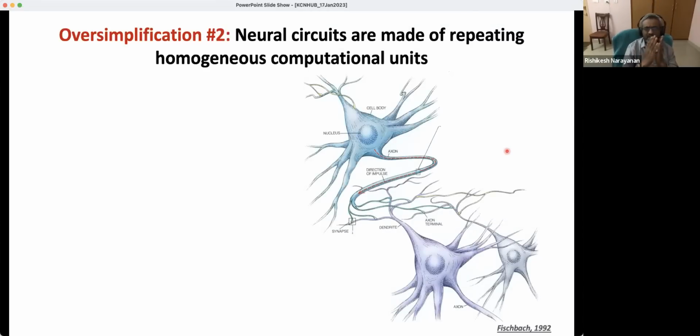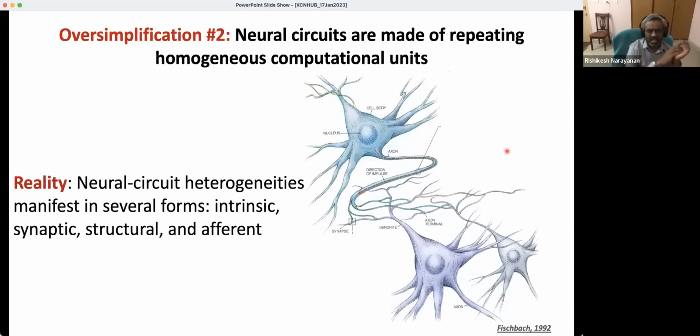The second oversimplification that comes into the picture when we think about artificial neurons, artificial neural networks, or even neurons in general, is that we think of neural circuits as being made of repeating homogeneous computational units. There is no difference between neuron 1 and neuron 2, and they're all exactly the same. They all integrate and fire, and they just talk to each other, and they produce a certain output. It's just the connectivity patterns that produce the final outcomes that we see, right?